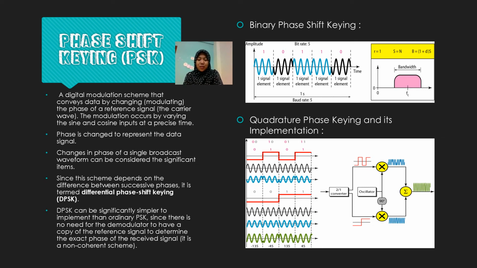Since this scheme depends on the difference between successive phases, it is termed differential phase shift keying, DPSK. DPSK can be significantly simpler to implement than ordinary PSK, since there is no need for the demodulator to have a copy of the reference signal to determine the exact phase of the received signal. It is a non-coherent scheme. So, this is the binary phase shift keying, and below it is the quadrature phase shift keying and its implementation.